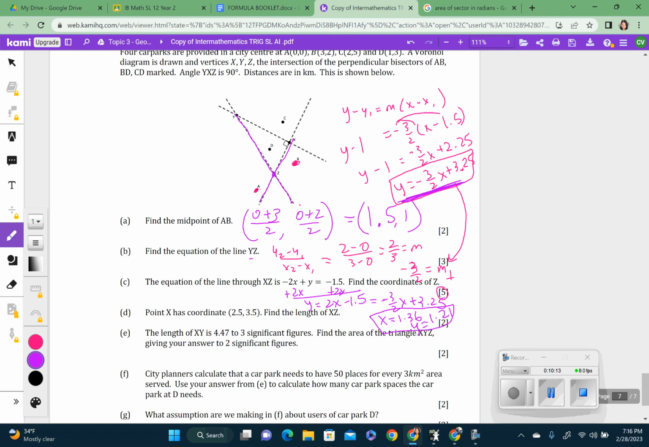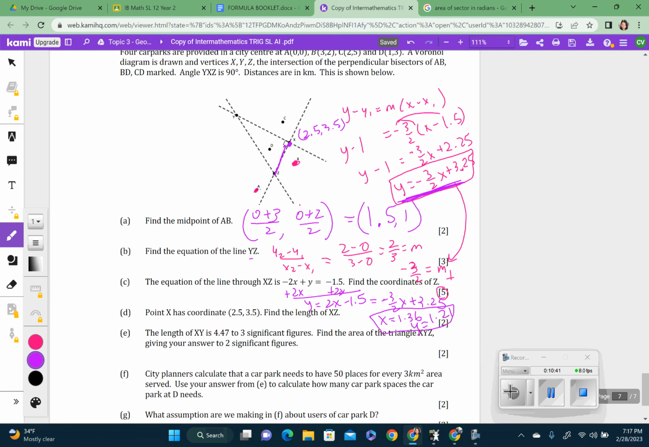All right. So for part D, point X has coordinates. So now let me just make this a little bit clearer. Point X, this coordinate right here, they're telling us is going to be 2.5, 3.5. Find the length of XZ. So they're looking for this right here. They did tell us that this is a right triangle.